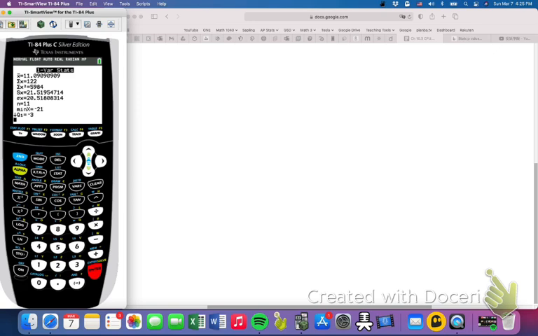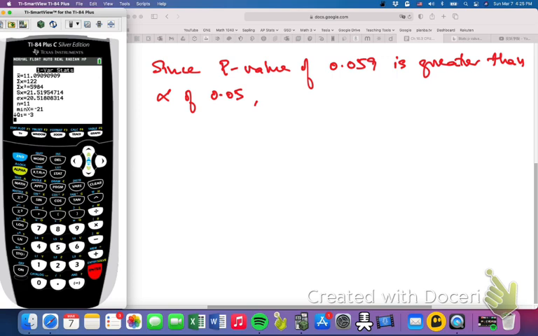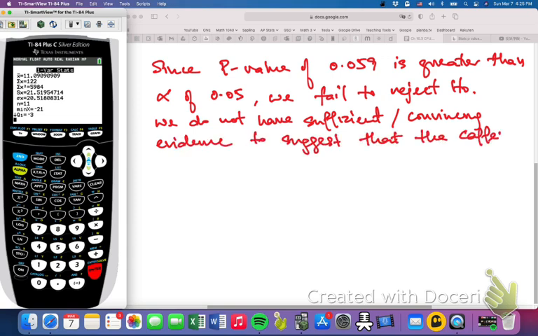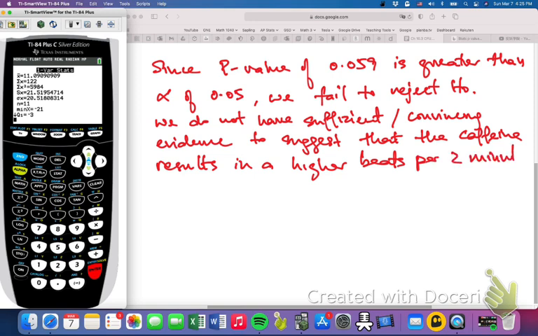So to conclude, right, since the p-value of 0.059 is greater than the alpha value of 0.05, we fail to reject H0. That just means we do not have sufficient or convincing evidence to suggest that the caffeine results in a higher beats per 2 minutes than the placebo.